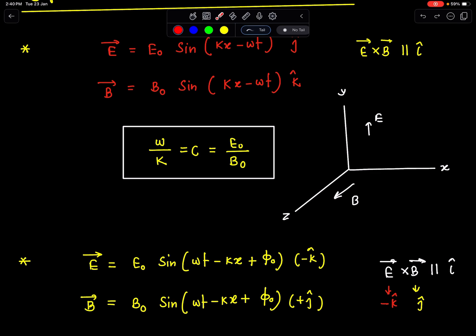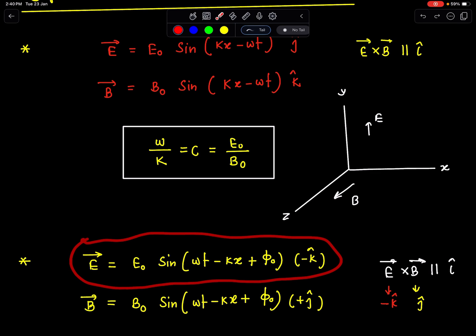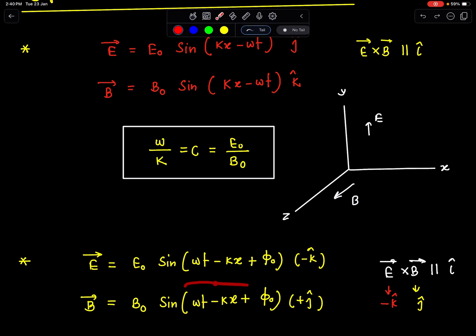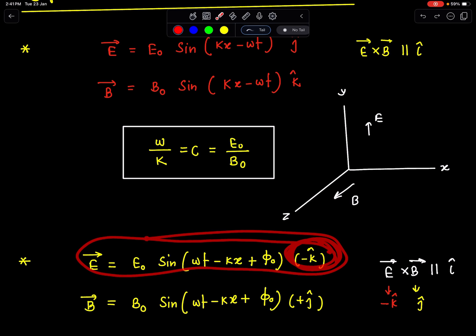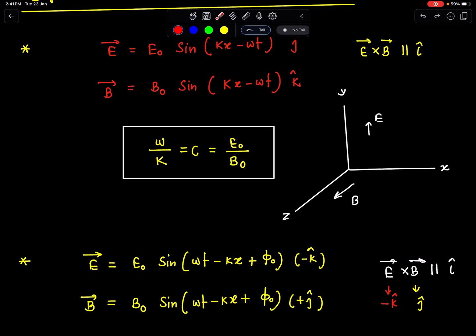If any electromagnetic wave is of this form, vector E, this is also representing travel in the positive x axis. So E naught sine of omega t minus kx plus phi naught, and it is given that it is in the direction of minus k cap. I have to write the corresponding B, because sometimes they will give you four options where E and B oscillations are given, and they will ask which one represents the correct combination. So first is phase matching. We are doing the phase matching here, and next the unit vector E cross B should be parallel to i cap. The positive x axis we are taking.